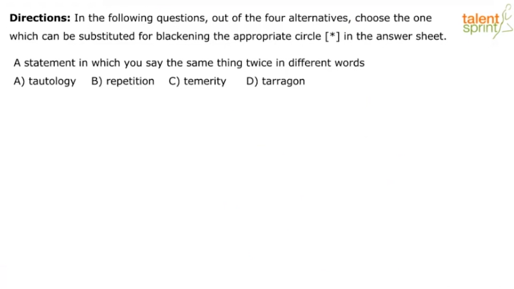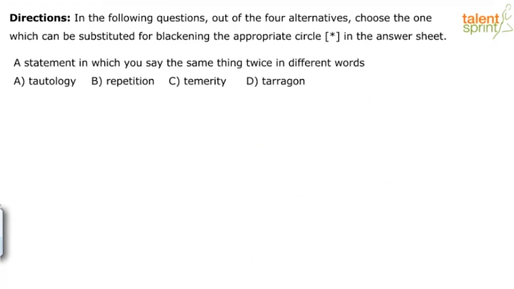A statement in which you say the same thing twice in different words. Okay. Option A, tautology. Option B, repetition. Option C, temerity. Option D, tarragon. So, what do you think is the answer from this? Tautology means the same thing. A statement in which you say the same thing twice in different words. That's A. The answer is A.